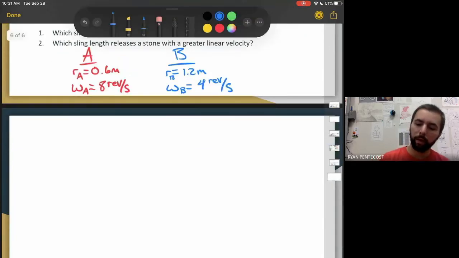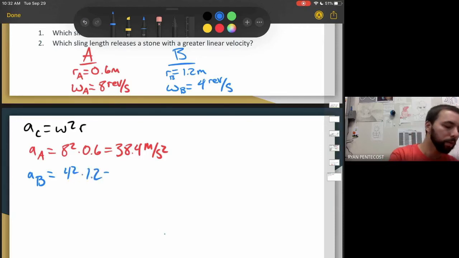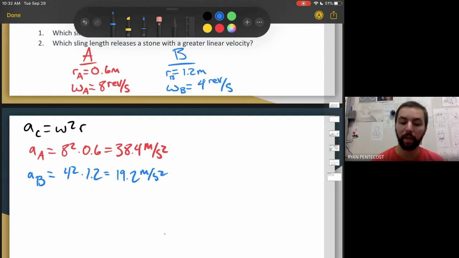Well, we've got omega and r. We need acceleration. We have an equation for that. That would be omega squared r, right? It's already solved for acceleration, so we can just plug things in. If we want acceleration for sling A, we take 8 squared times 0.6. Let's see, 64 times 0.6, we get 38.4 meters per second squared. And then for sling B, we have 4 squared times 1.2. So 16 times 1.2, 19.2 meters per second squared. If you'll notice, that is half, right? The acceleration is half for sling B as it is for sling A.